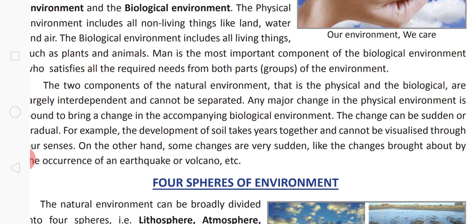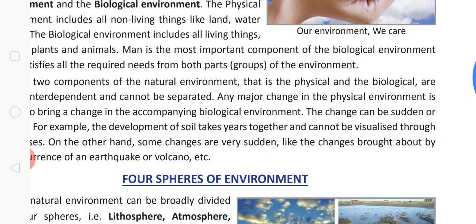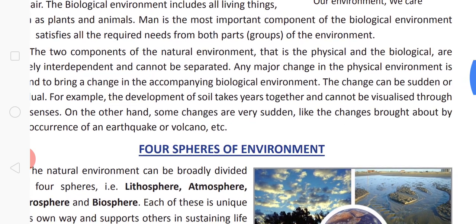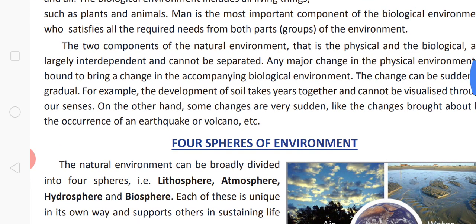Any major change in the physical environment is bound to bring a change in the accompanying biological environment. The change can be sudden or gradual. Means if we are doing any type of change in the environment, these changes can be categorized into sudden change and gradual change.